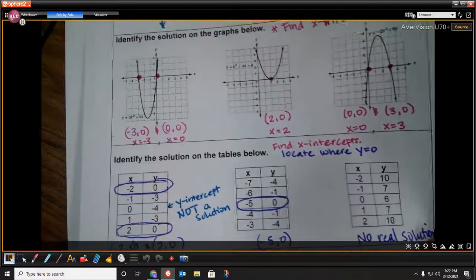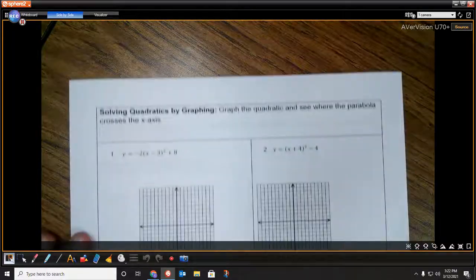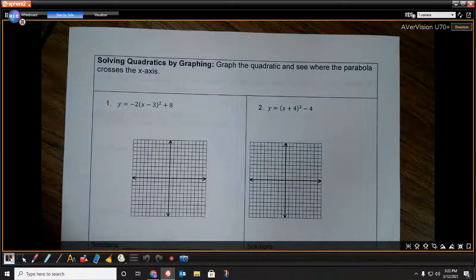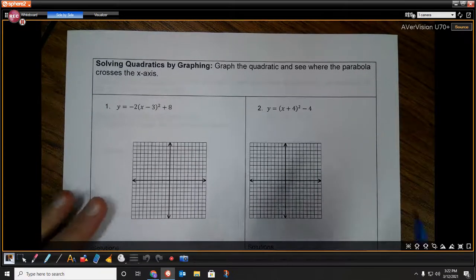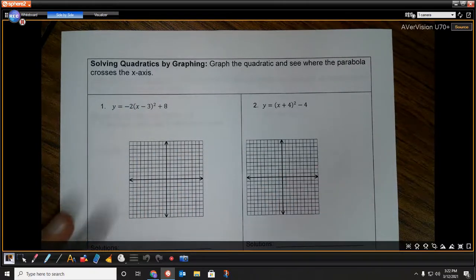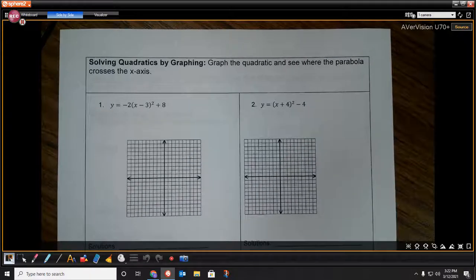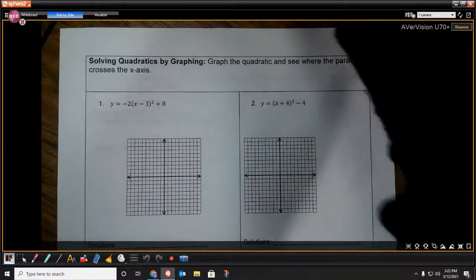Okay, so let's move on to page 2. For page 2, we want to look at this. So guys, one of the easiest ways you can solve quadratics is by doing it by graphing, okay? And what we do here is we can graph our quadratic and see where it crosses the x-axis. So guys, the very first thing you do when you are given a quadratic equation with an x with that square in there, the very first thing you want to do is you want to graph it in your calculator just to see what it looks like.